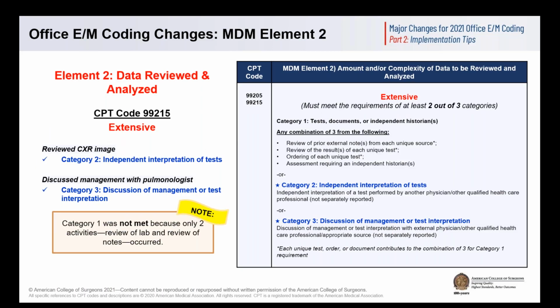For element 2, data reviewed and analyzed, this is also a level 5. You independently interpreted her chest x-ray and documented as such. You call the pulmonologist and talk to him or her about the patient and document as such. And for category 1, even though you review the pulmonologist's notes and you review the hemoglobin, it does not qualify for category 1 because there's only 2 of the 3 met, but nevertheless, it still qualifies as a category 5. Level 5, next slide, please.